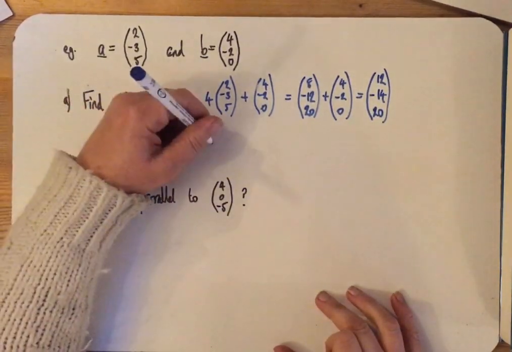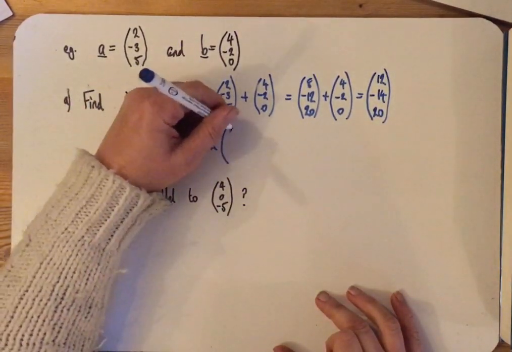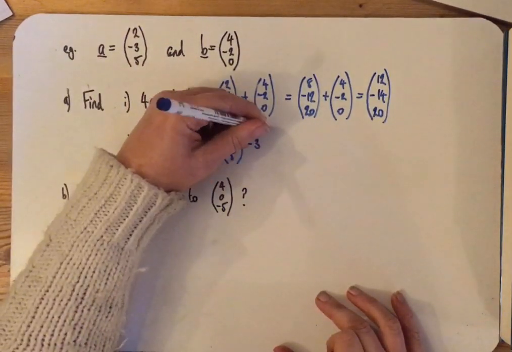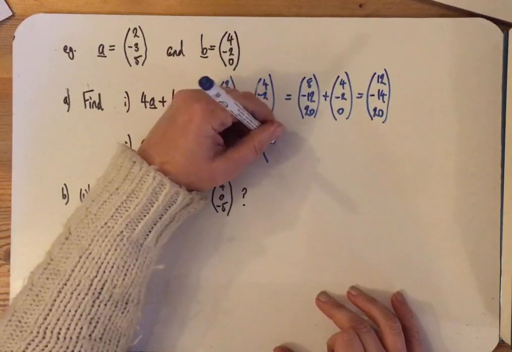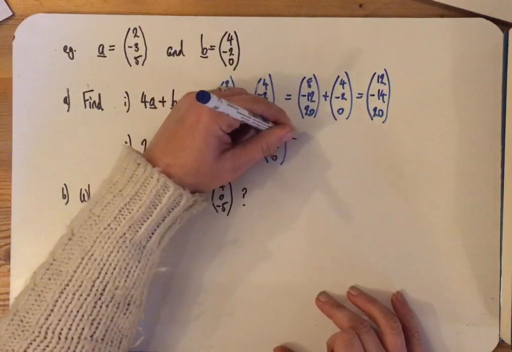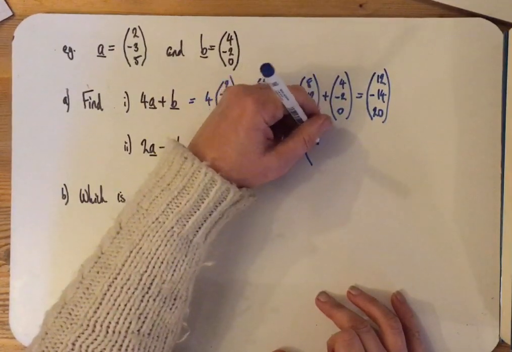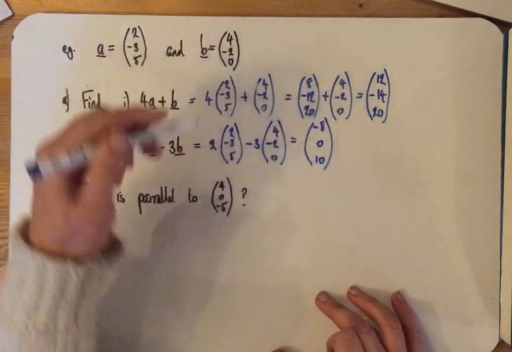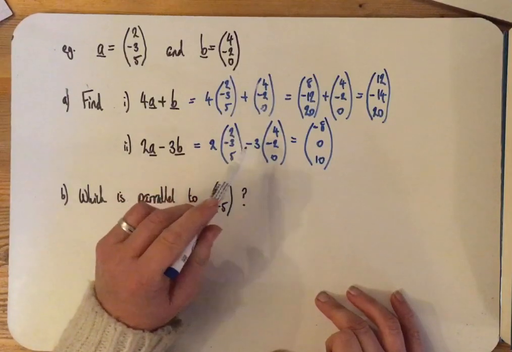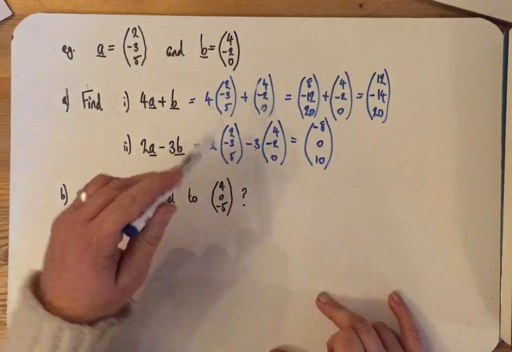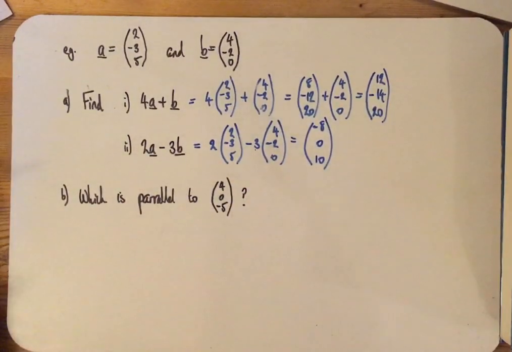2a minus 3b, so we've got 2 lots of (2, -3, 5) minus 3 lots of (4, -2, 0). I'll leave you with that one. That gives you (-8, 0, 10) when you work through it, but you can just literally do 2 times 2 minus 3 times 4, which is minus 8, so you can just literally work through that following BIDMAS.